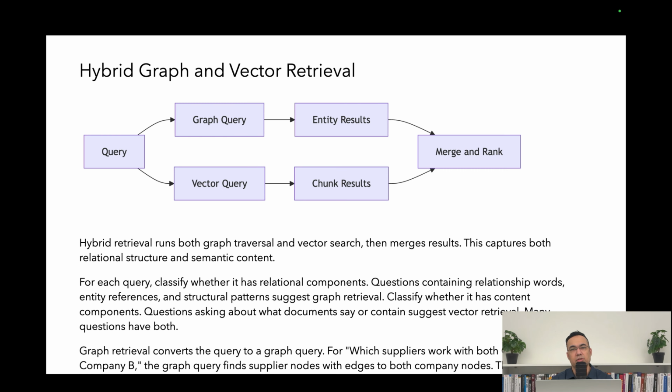Merging combines both result sets. Chunks associated with graph retrieved entities receive a ranking boost. The boost magnitude is a tunable parameter. Not every query benefits from graph retrieval. Simple factoid queries may receive no boost from graph traversal. A query classifier can determine when to activate the graph retrieval.